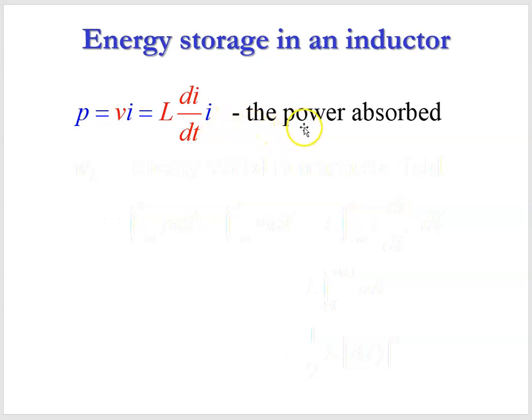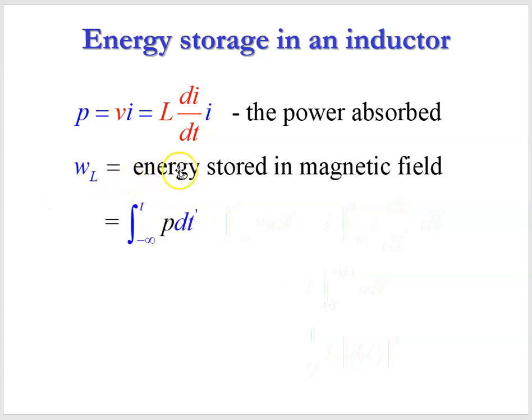And it's absorbed if we're using passive sign convention. The energy is then stored in the magnetic field in the core of the inductor, which is a solenoid. That energy, we'll use the symbol W for, with a subscript L to distinguish that it's the inductor. And we can always get energy by integrating power over time. So if we want the total energy stored, we can integrate from time t equal to negative infinity to the current time t. What we'll plug in for p is our L di/dt times i.